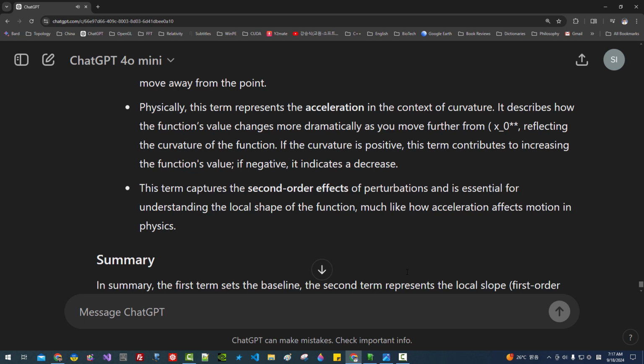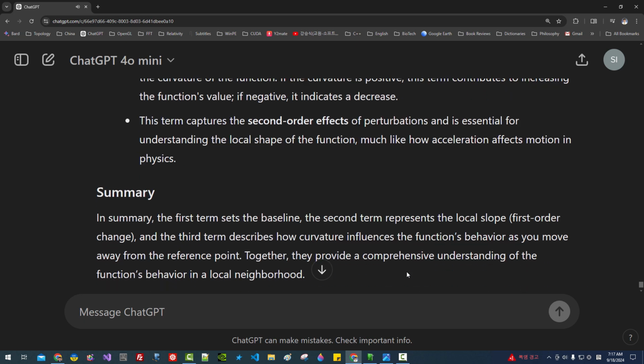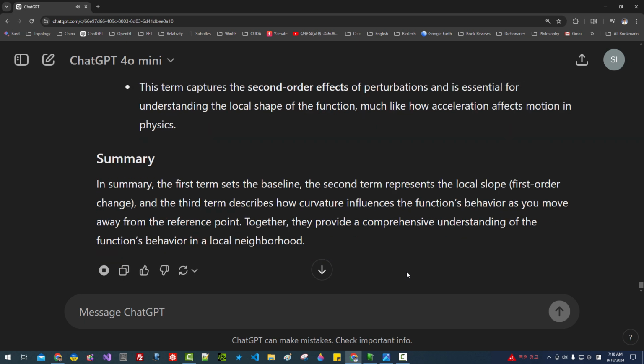It describes how the function's value changes more dramatically as you move further from x0, reflecting the curvature of the function. If the curvature is positive, this term contributes to increasing the function's value. If negative, it indicates a decrease. This term captures the second-order effects of perturbations and is essential for understanding the local shape of the function, much like how acceleration affects motion in physics.